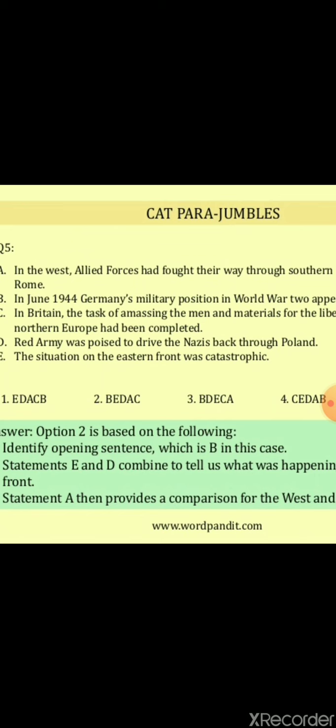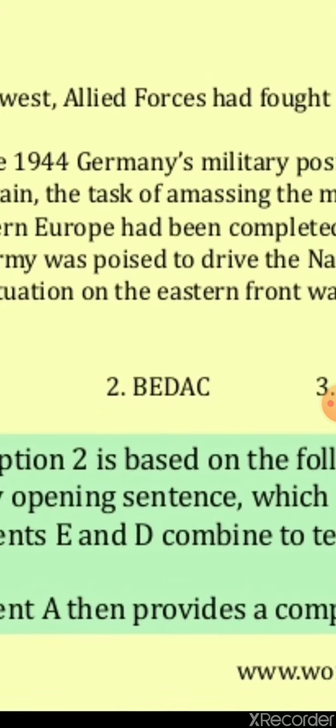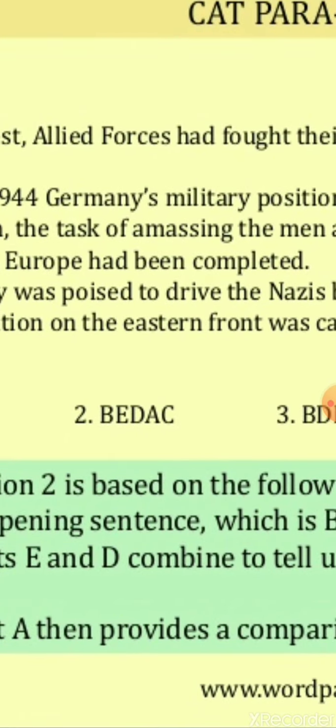Now second thing, if we are having the same option in 2, then how will we find out? Statements E and D combine to tell the pairing. The pairing will tell us. Look at E and D once again. E: The situation on the Eastern Front was catastrophic. D: Red Army was poised to drive the Nazis back. Both are connected together. Okay, now where are E and D coming in combination? E and D are coming in combination in option second. So second is our correct answer.